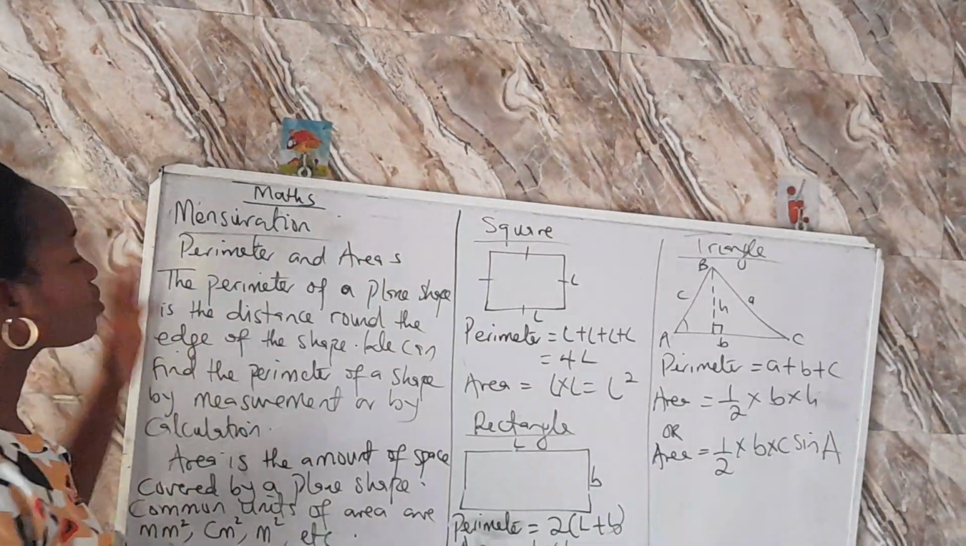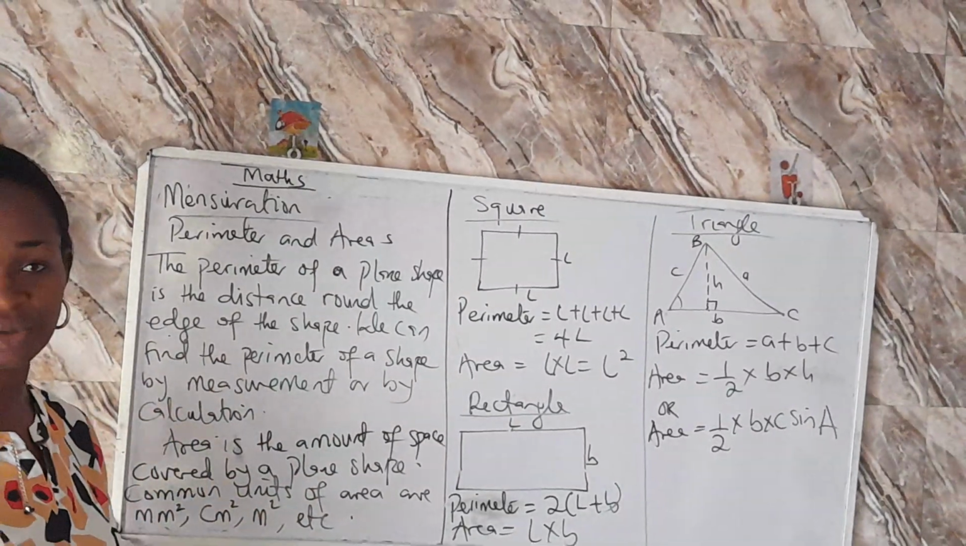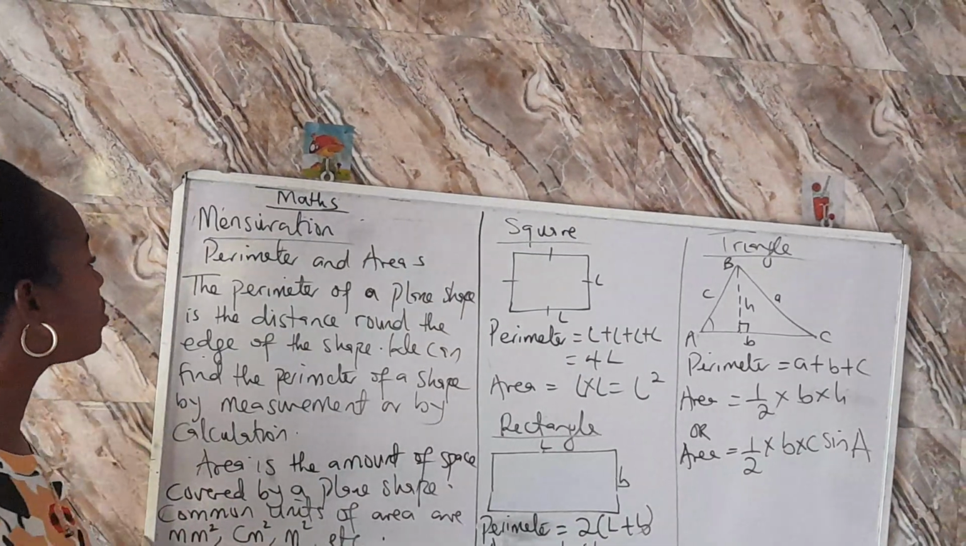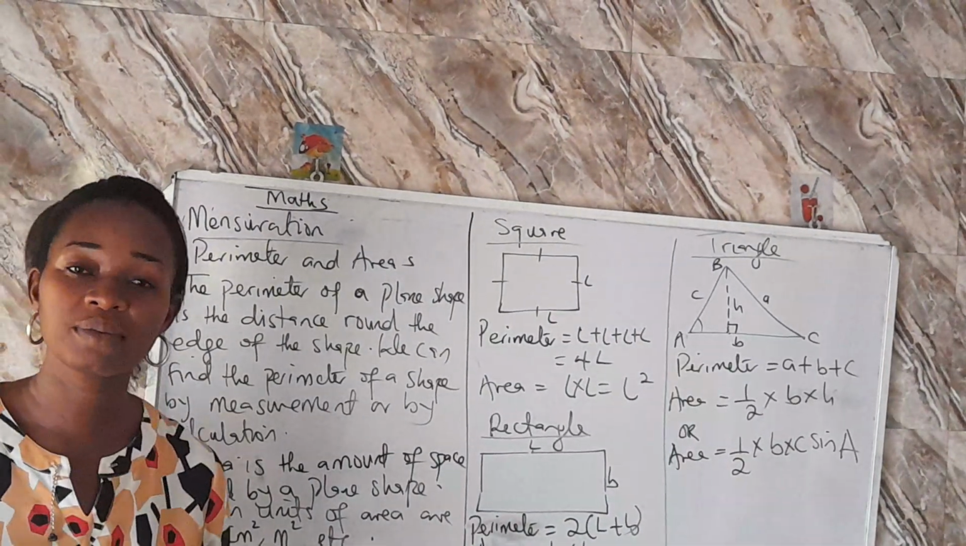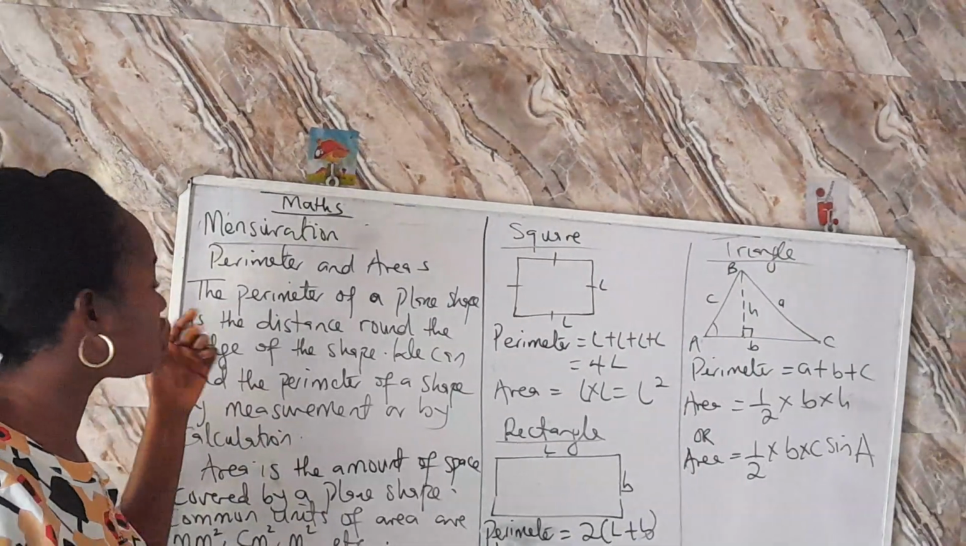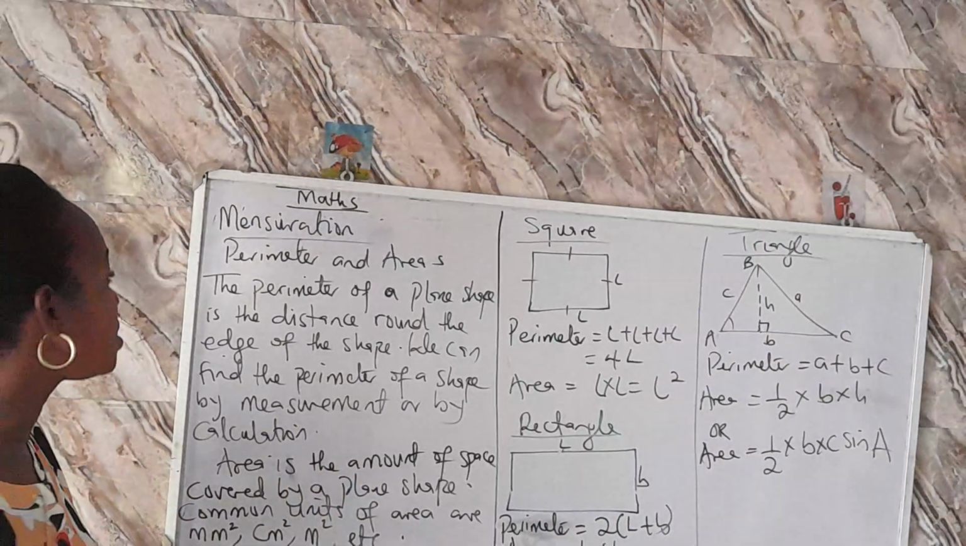So in this class, we are going to do a revision, a recap on mensuration. We already know that, but we are going to do a revision on that. So mensuration, we have to talk of plane shapes and the solid shapes. So we start with the plane shapes. So we talk of the perimeter and area of plane shapes.